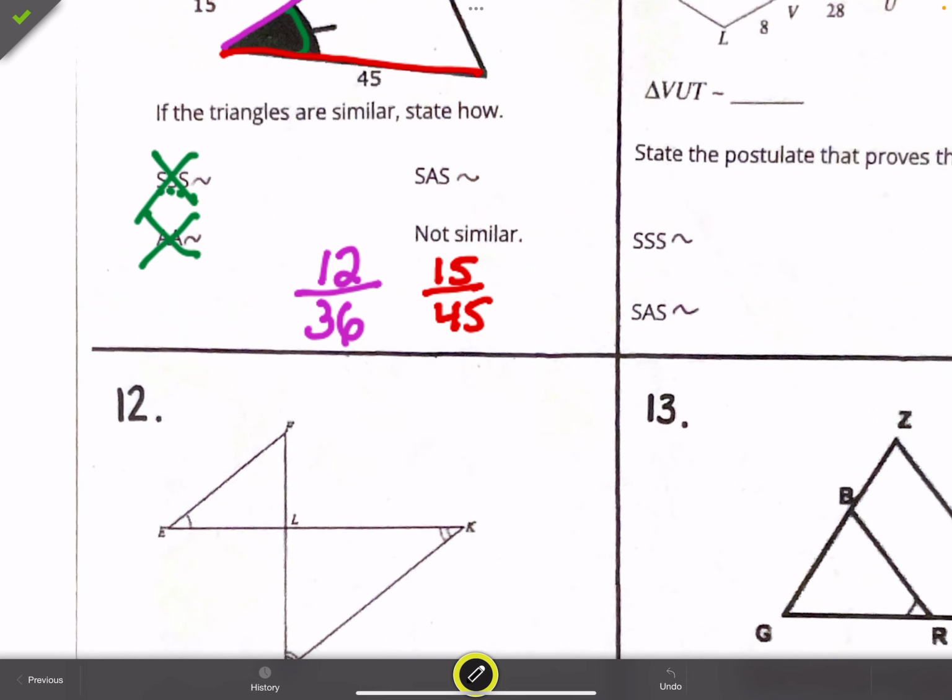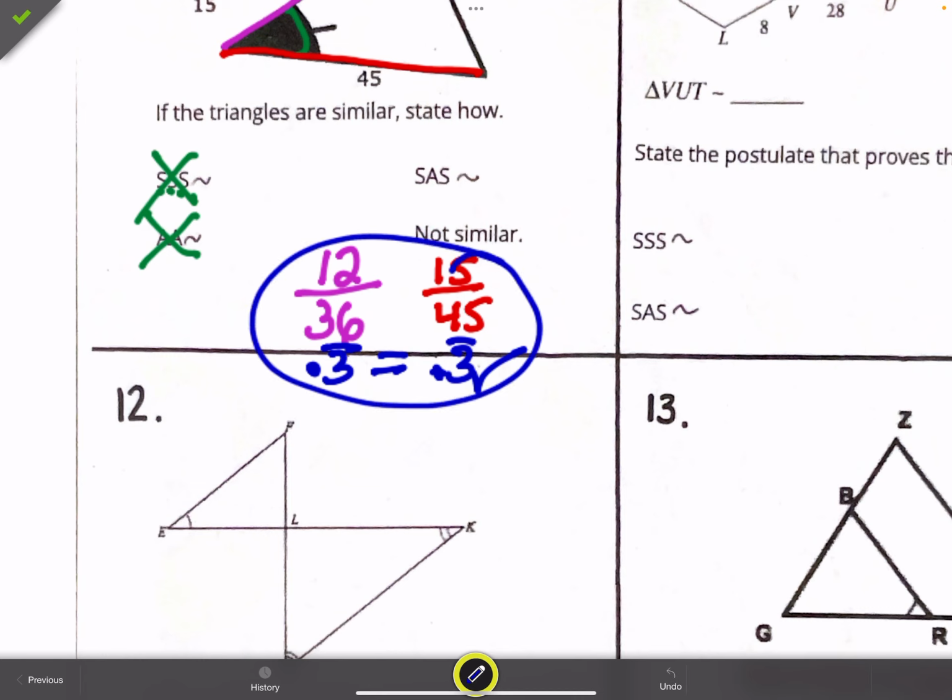Again, we need to see that on your paper. We don't want to just see circled answers with anything with a side in it. We want to see what you got when you checked your proportions. So yes, side, angle, side.